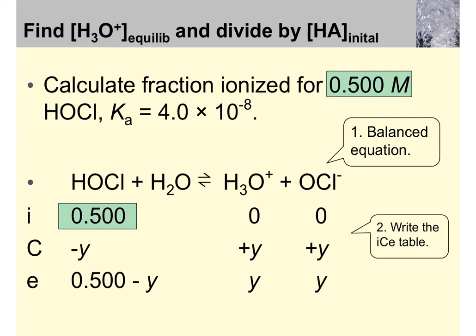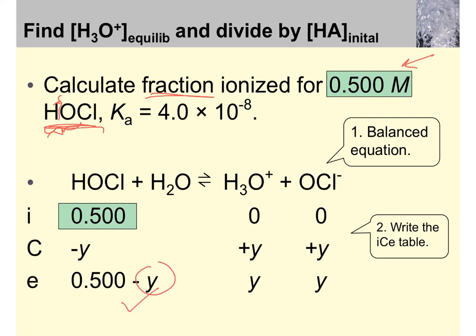So, here's a sample problem. Calculate the fraction. Now, fraction's not percent, right? It's just the ratio without multiplying by 100. Starting with 0.5 molar hypochlorous acid, this is what's in bleach. It kind of looks like a base because it starts with OH, but it's not. It actually loses an acidic hydrogen. All right, so setting up a typical ice table.